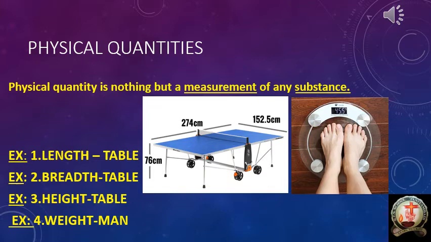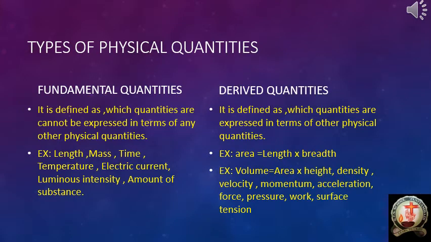So here that person is the substance and the weight of that person is the measurement. That 45.5 is the weight of that person. So weight is the measurement and that person, man, is the substance. Okay, I hope you guys have understood what is the physical quantity as I explained a few minutes back.